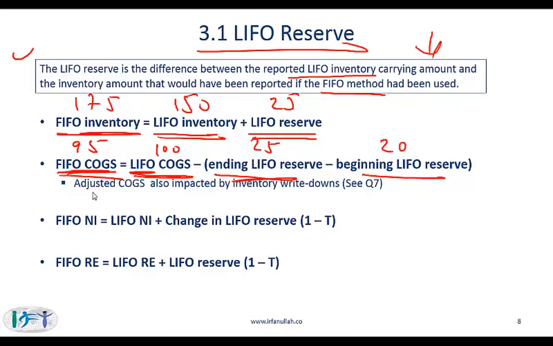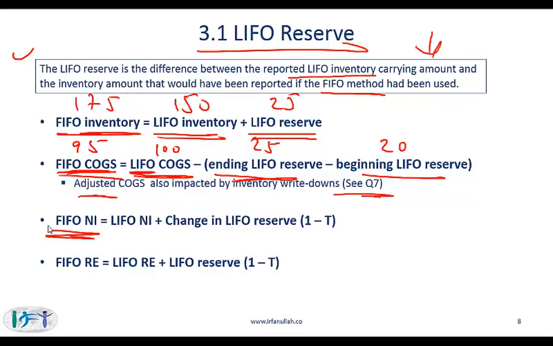And this term adjusted, though, has several meanings. There will be another context, and this will show up in one of the questions at the back, where inventory write-downs also impact COGS. And at times you as an analyst might want to say, okay, what is COGS without the inventory write-down? And that also is called an adjustment. I'm just mentioning this over here, but I'll cover it in more detail later. Next point.